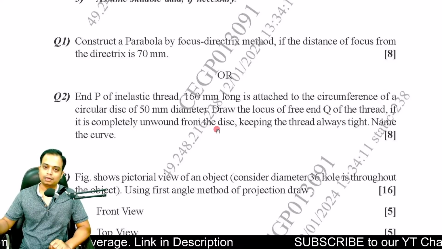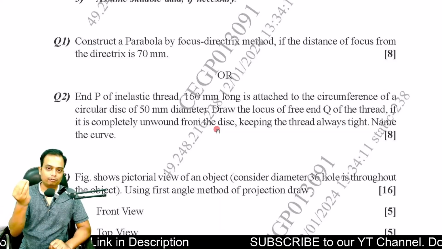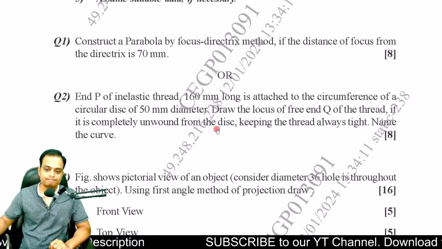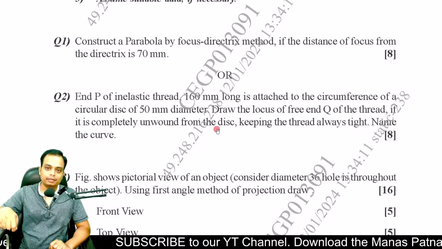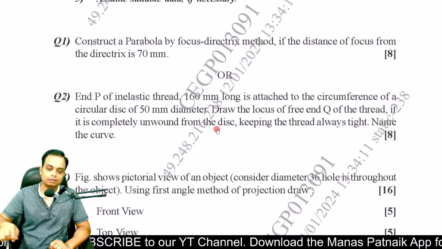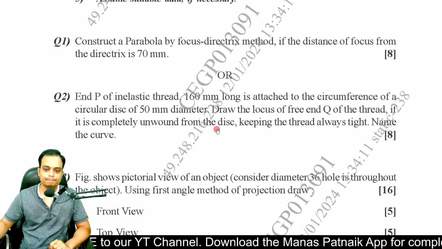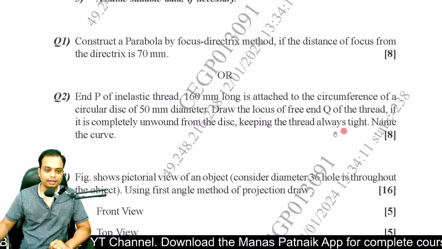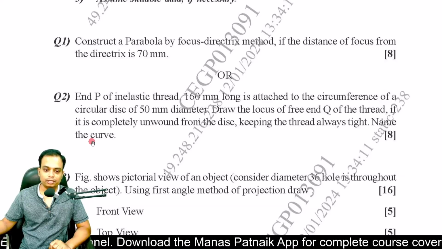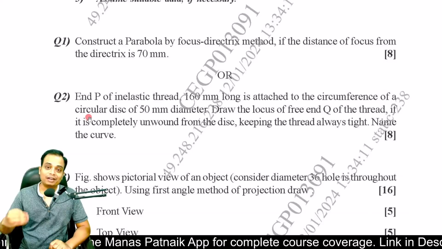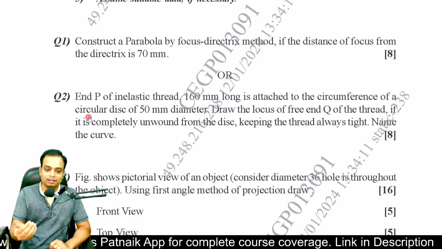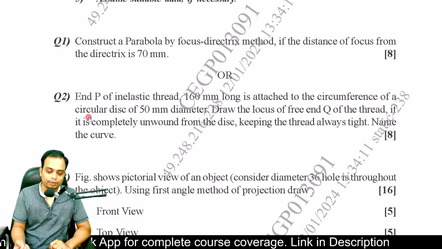Completely unwound. Does not matter wound or unwound. The involute is going to look the same. And we are going to be applying this process of wounding the string onto the circumference of the circle, keeping the thread always tight. Name the curve. You already know the curve. The description of the problem is such that it is defining the curve. And the curve in this case is an involute.